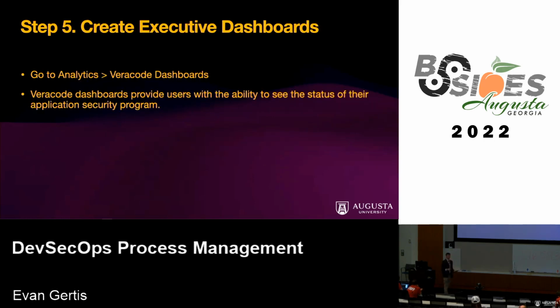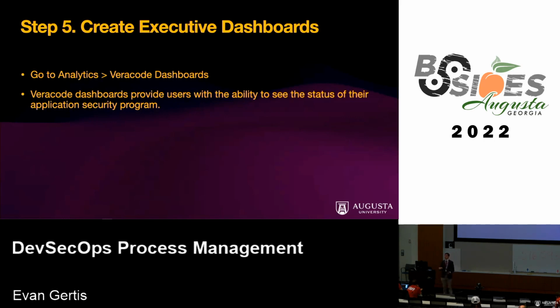The next step is supporting all of this with executive dashboards. As I said, nobody believes anyone anymore. And executives aren't going to want to see a giant wordy report. What they want to actually see are numbers, statistics, and graphs that show that you're making progress in what you're doing. It's very simple. You go to Analytics in the platform, and then Veracode dashboards. Then you can start building out the pre-configured dashboards.